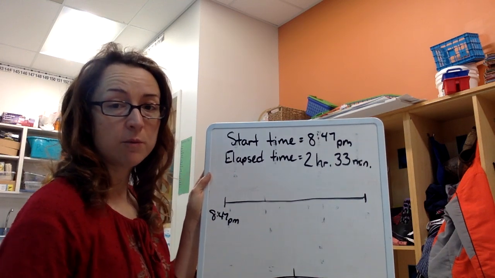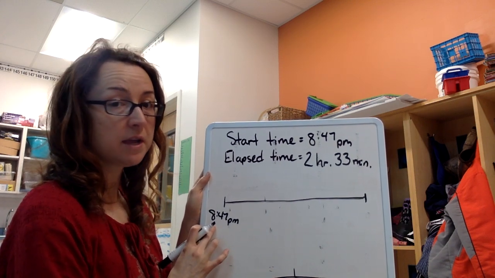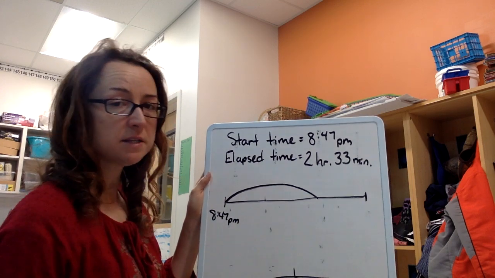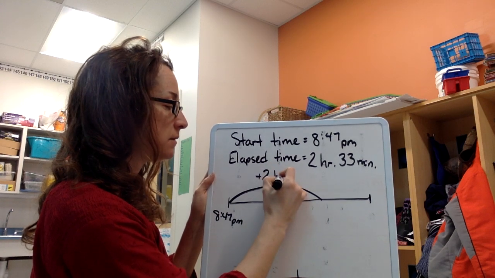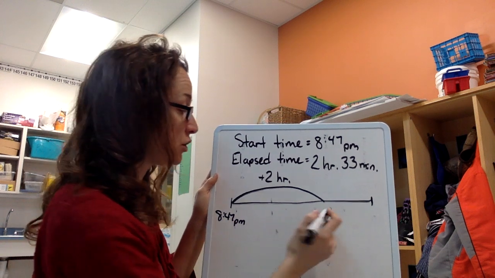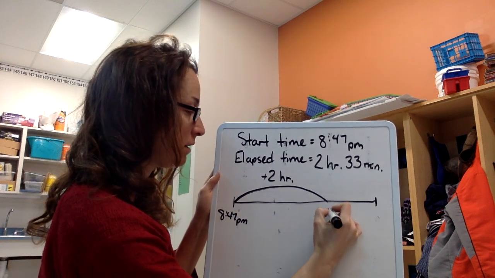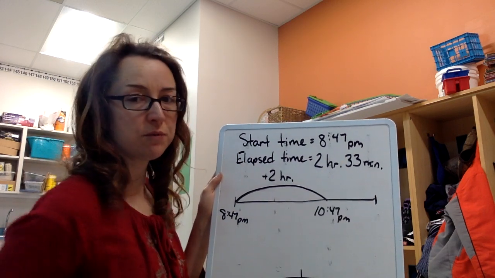Now I'm going to tackle the hours first. So if I look at 8:47, I know that I'm starting at 8. So I'm going to go forward. Okay, when we find the end time, we're adding time. So I'm going to go forward 2 hours, and that's going to have me add on 2 to the 8. So that's going to bring me to 10:47 p.m. Now I see I have 33 minutes here.